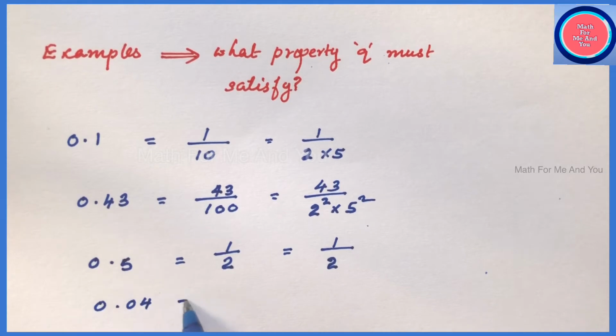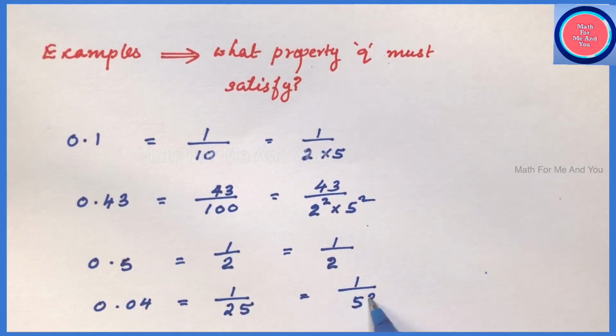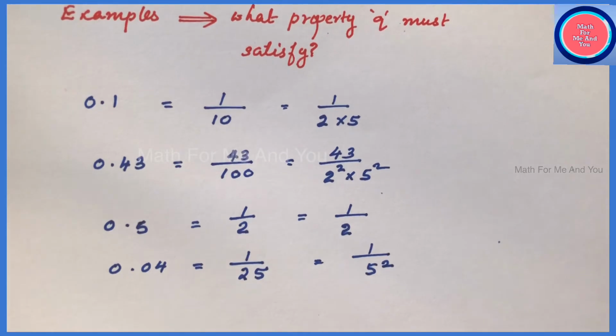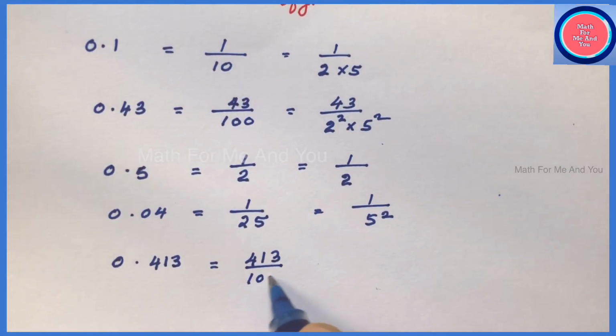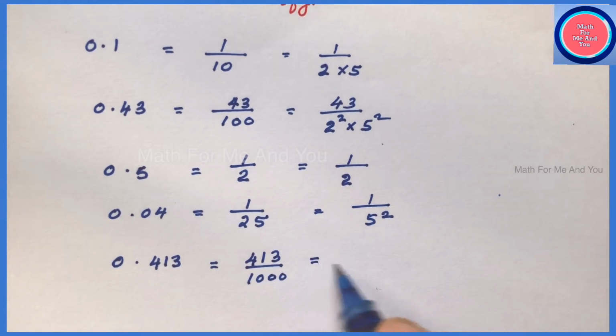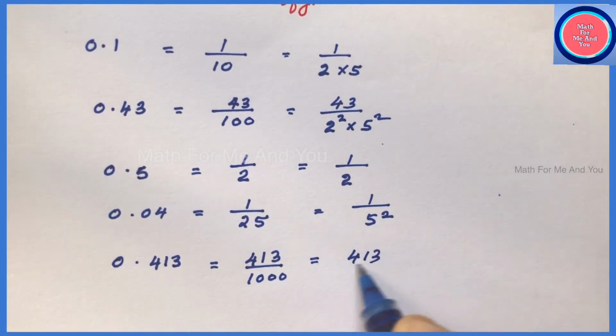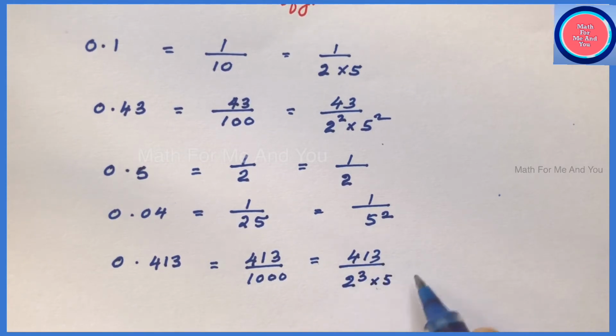Next one is 0.04. This is 1 divided by 25. And what is 25? 5 square. So we can write 1 by 5 square. Next we consider a decimal number with 3 digits after the point. 0.413. How to write the p by q form? 413 is the numerator and the denominator is 1000 because there are 3 digits after the point. When we look at the denominator, we can write the prime factors as 2 power 3 times 5 power 3.